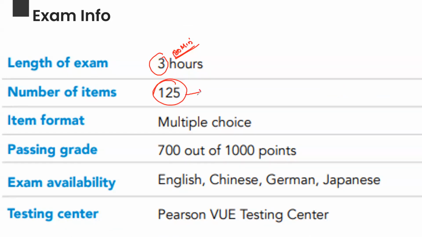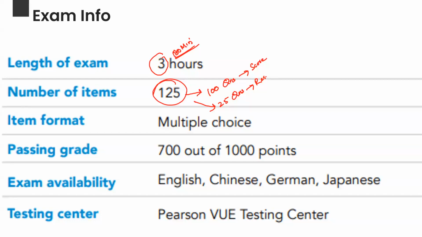Out of these 125 questions, 100 questions are where you get the actual score. And 25 questions are for research purposes, and they are not scored. You will get scored only for the 100 questions. But you will not be able to recognize which one is the real question or which one is the unscored question. You have to answer all the 125 questions.